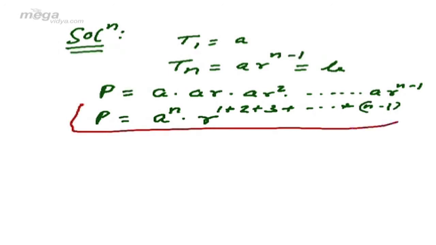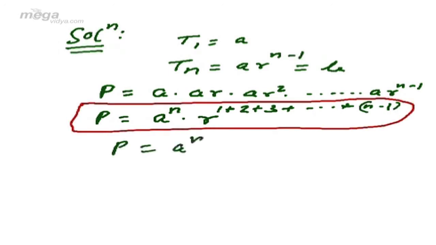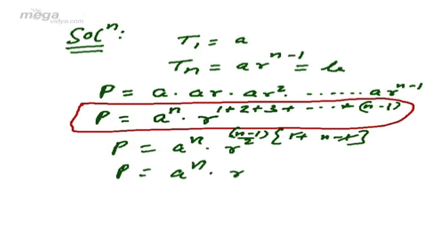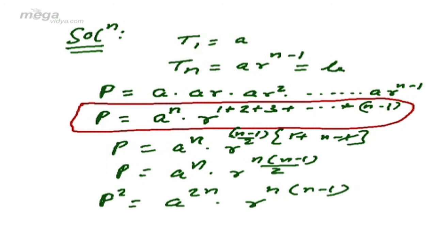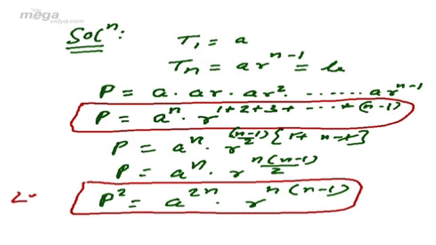This is P. P is equal to A to the power n, and R to the power of this series, which is in AP, so n minus 1 by 2 times the first term plus the last term. This becomes P is equal to A to the power n, R to the power n into n minus 1 upon 2. Then P square becomes A to the power 2n, R to the power n into n minus 1. This is the LHS part of this question.